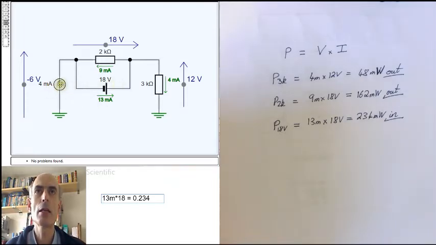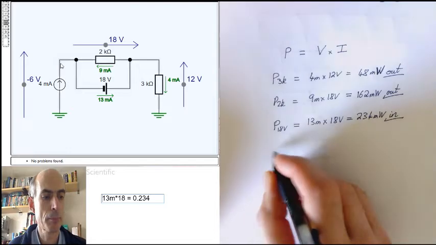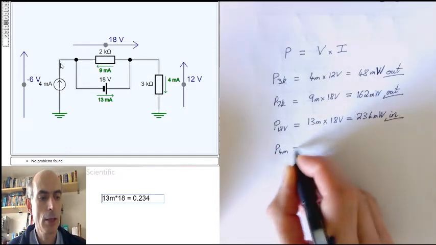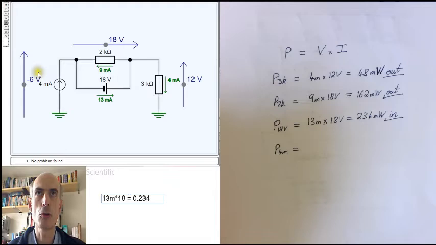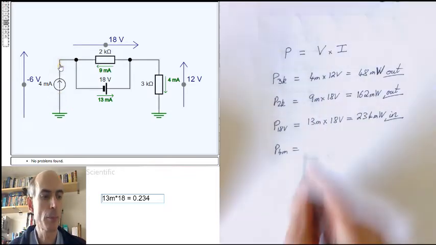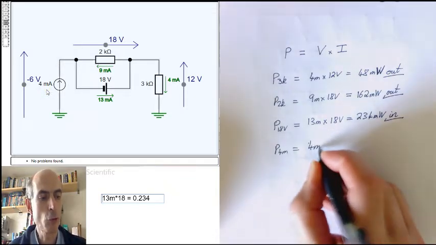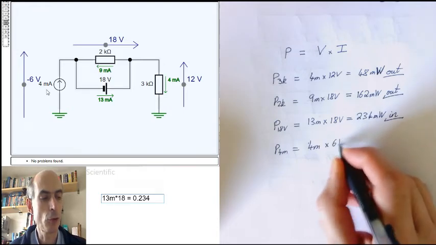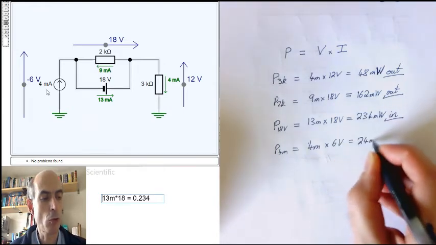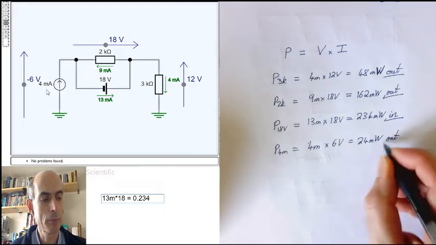The current source, on the other hand, is taking 4 milliamps from 0 to -6 volts. That is going from a higher potential to a lower potential. That's just like a resistor. Energy is being released from the circuit when it's going from a higher potential to a lower potential. So the power associated with this 4 milliamp current source is 4 milliamps times 6 volts, or 24 milliwatts, but it's going out of the circuit.